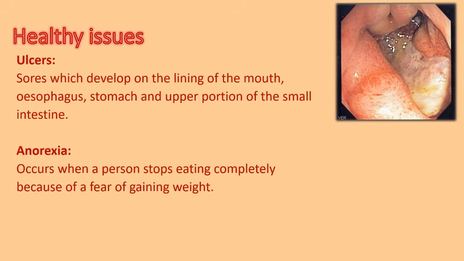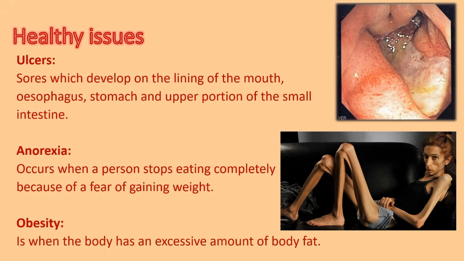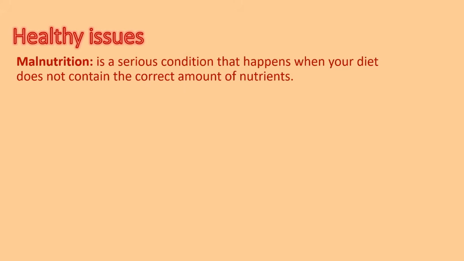Then we will move over to the next health issue related to an unhealthy diet, and this is anorexia. This happens when a person completely stops eating because of a mental disorder where they think that they are overweight. They literally have a fear of gaining weight. Then also obesity, the opposite of anorexia, and this is taking in an excess amount of carbohydrates. This means that the amount of body fat is way too much.